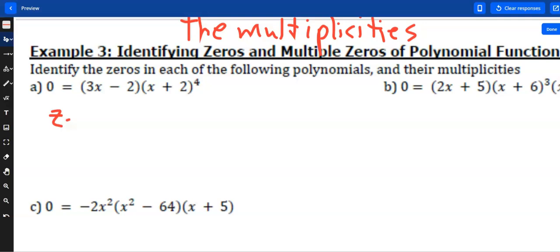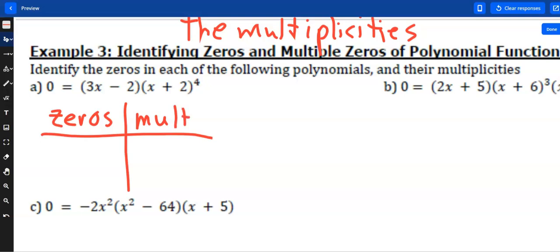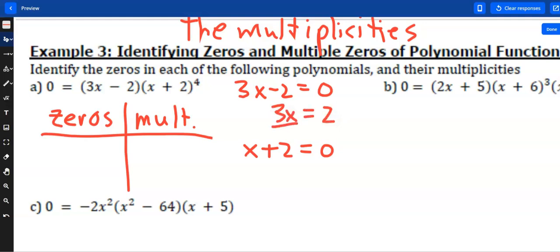So if I gave you this chart and I said zeros and multiplicities and I asked you to fill it in, remember we set the factors equal to 0 and we solve them. Okay? Now the first one would be 3x equals 2. You would divide by 3 and tell me that the zero is 2/3. Now how many times do you see it as a factor? Look at the exponent. The exponent is a 1, so that multiplicity is 1. Now, I'm going to teach you eventually what multiplicities do on a graph. Right now, I just need to know how to find them.